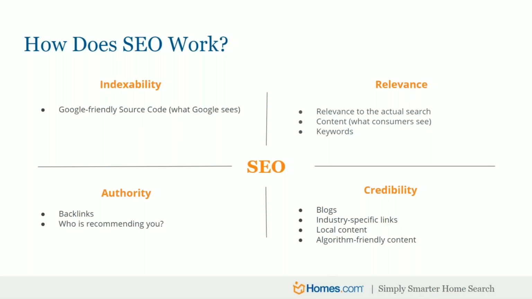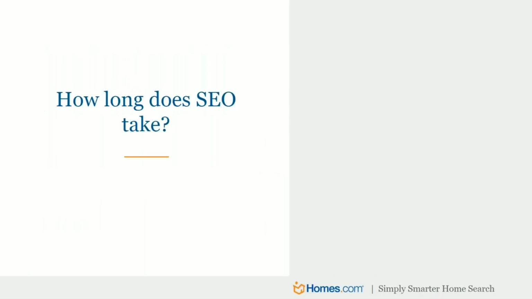And then credibility. So through your blog posting, industry-specific links that link back to you, whether it be from your association or other places that have that opportunity, local content talking about things going on in the community, community involvement that you're in, it's posted on your website, and making sure that the content on your site is algorithm friendly, so it's being picked up by Google's algorithm.